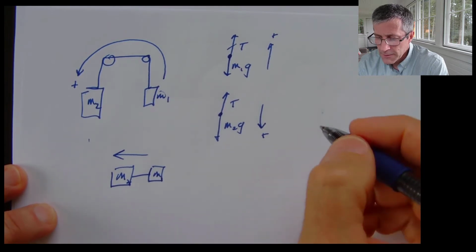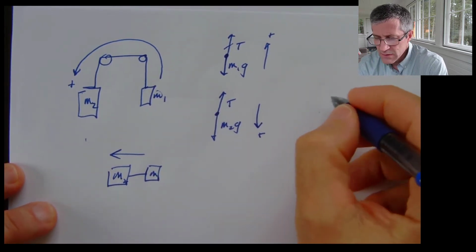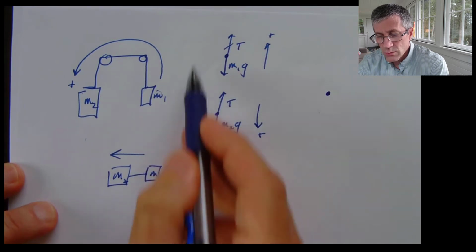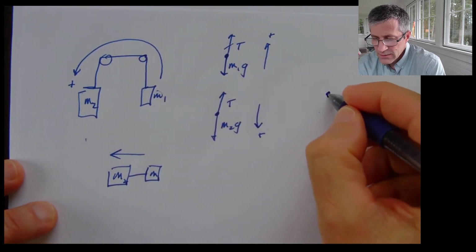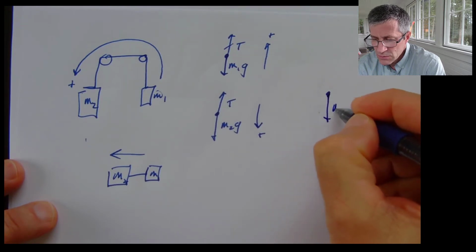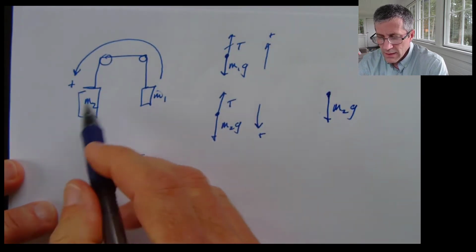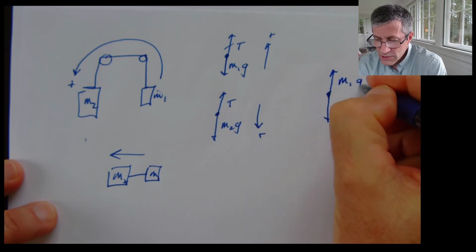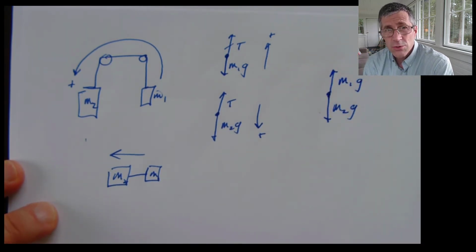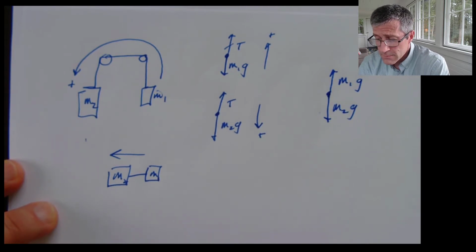Okay, I'll make one for my system. What's my system going to be? Well, I'm going to make a direction of motion downwards. Why not? Acting in the direction of motion, I'm going to have M2G. And acting opposing the direction of motion is going to be M1G. Those are the only two external forces. Notice my tension is going to cancel.